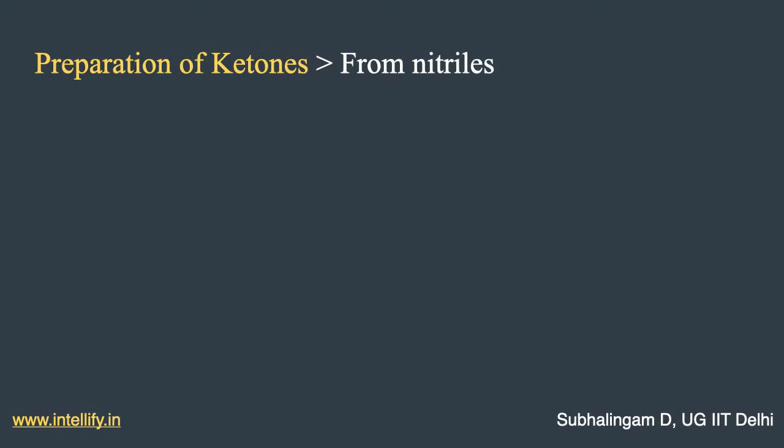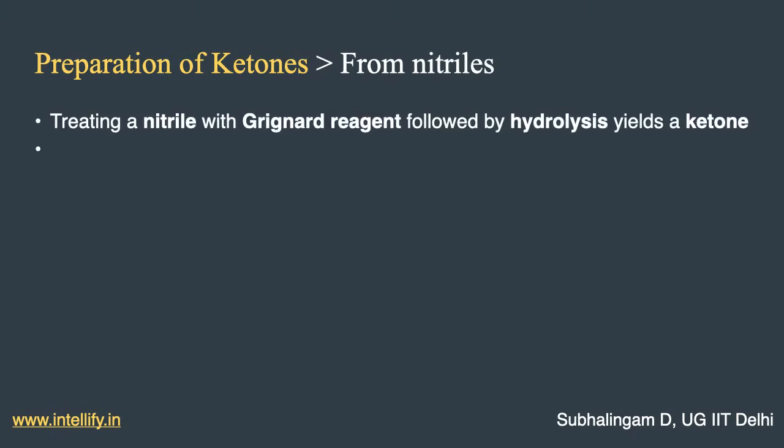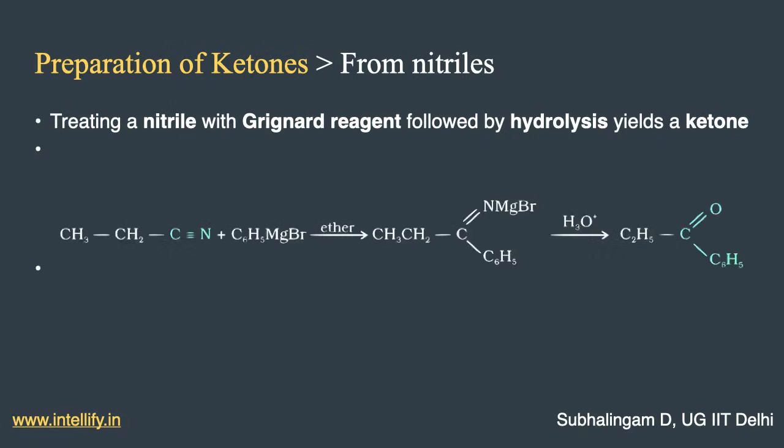Now from nitriles. Treating nitrile with Grignard reagent followed by hydrolysis yields a ketone. We have the example over here. We have CH3CH2CN and treat it with CH3MgBr, that is the Grignard reagent. In ether, I get an intermediate, which upon hydrolysis gives the ketone that I need.